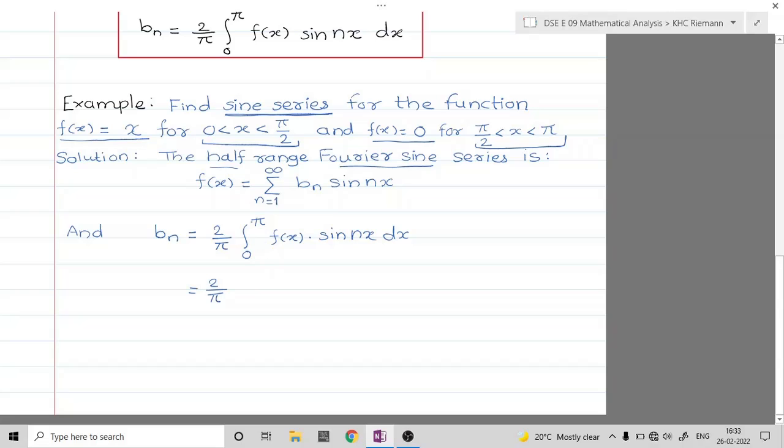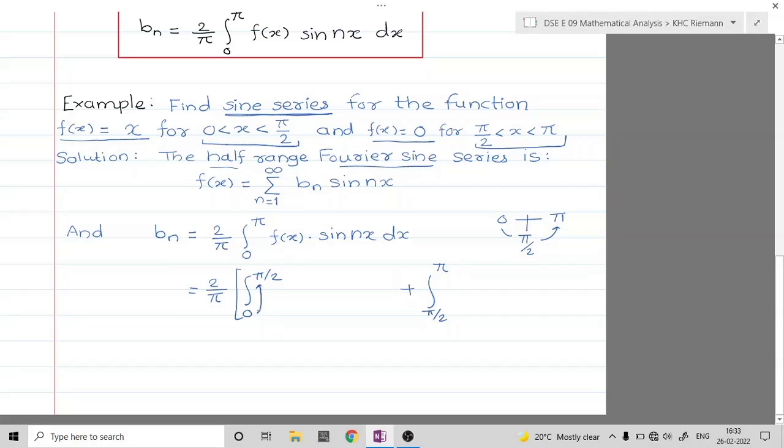Again, as we did in the previous example, as our 0 to pi is divided into two parts, 0 to pi by 2 and pi by 2 to pi, we also break our integral into two parts, 0 to pi by 2 plus pi by 2 to pi.